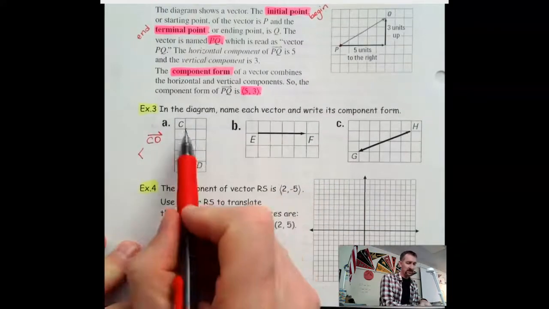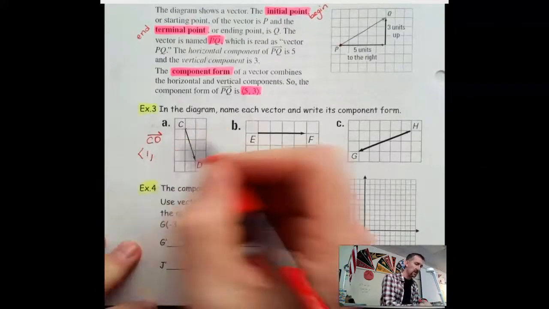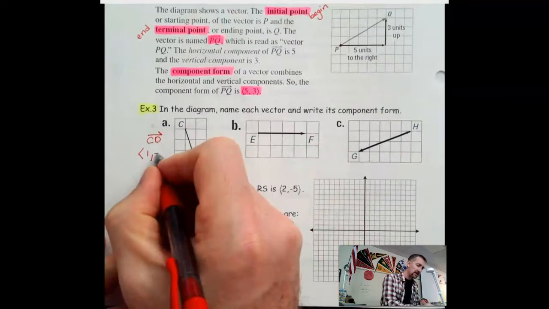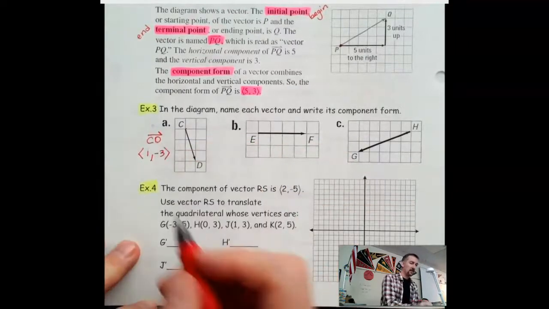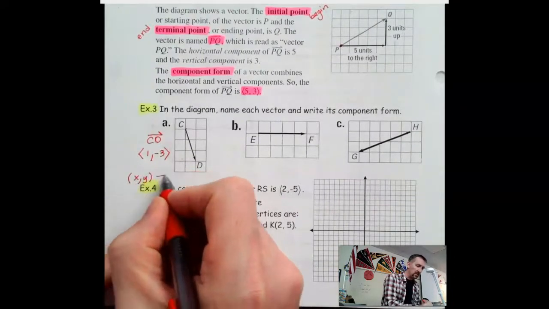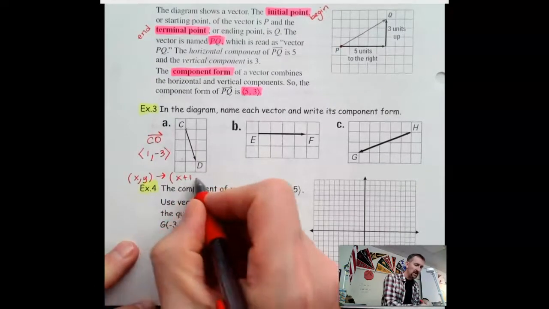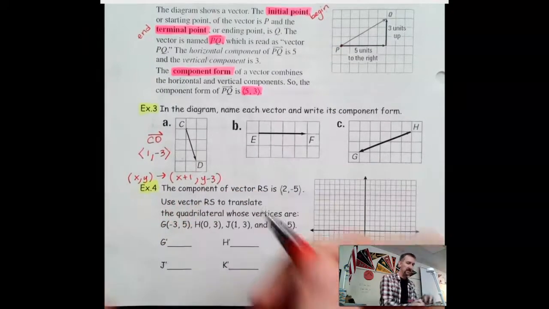Component form, so you're going to say what's happening to X. It's going 1 to the right, so that's going to be a positive 1. It's going down 3, so that's negative 3. Now, if we want, we could also write it down in coordinate form. What happens to X, Y? X is plus 1, and Y is minus 3.